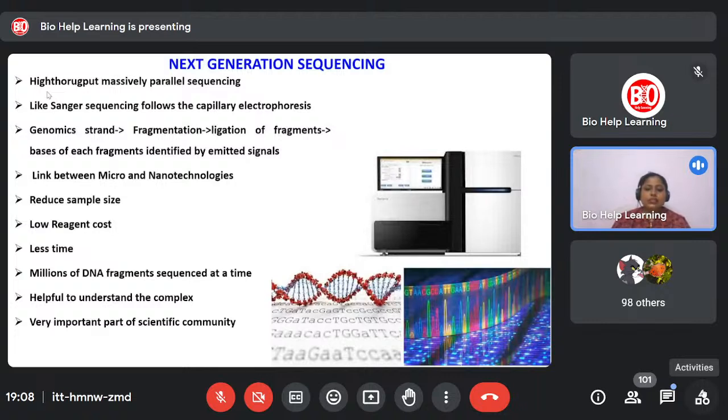Here is the briefing. First, you have to choose the genomic strand. Then we proceed to fragmentation, ligation of fragments, and the base of each fragment is identified with the emitted signals. This NGS removes the gap between micro and nanotechnologies. It reduces the sample size, uses low cost reagents, takes less time, and gives very effective results. You can easily analyze millions or thousands of data at a time, which is very useful and important for the scientific community to come to a conclusion and helpful for human beings.